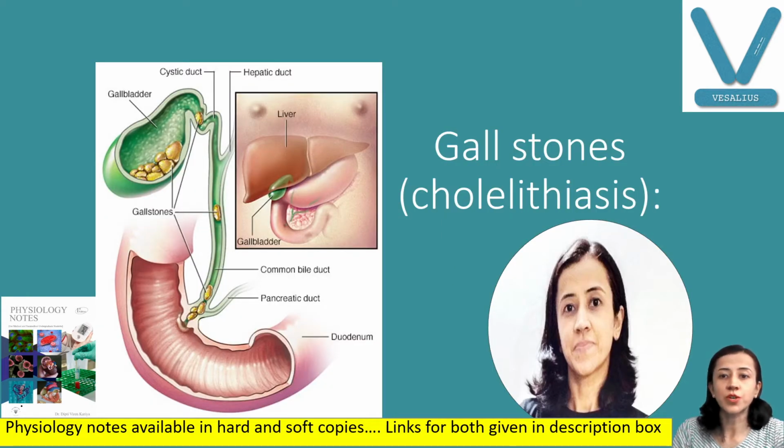Today we'll discuss gallstones, which are also known as cholelithiasis.